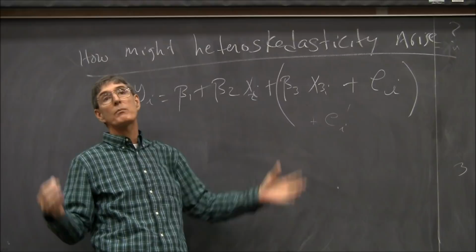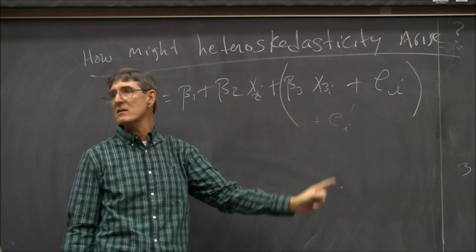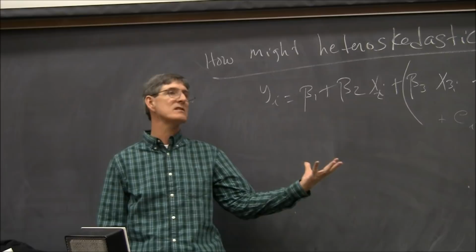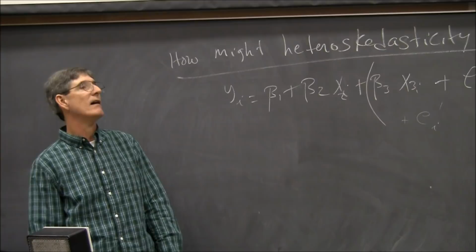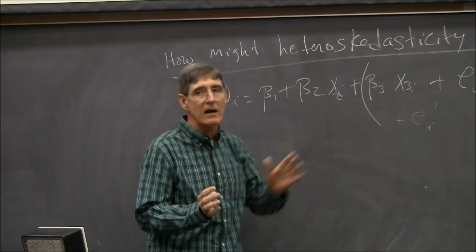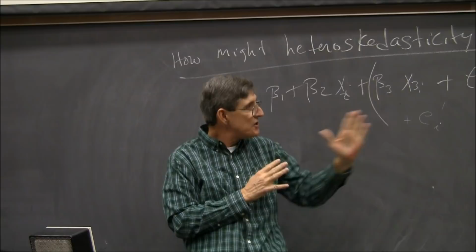That's why the specification tests are often indicative that you've left something out of your model. If you specified your model correctly and you just have random IID errors, you're fine. And when you don't see that, you should think to yourself, have I left something important out? We'll have diagnostics, but you can just plot the errors. If it looks like they're expanding, you might think, I probably left out a scale variable. So it actually points you in a direction that can be helpful to fix the model.